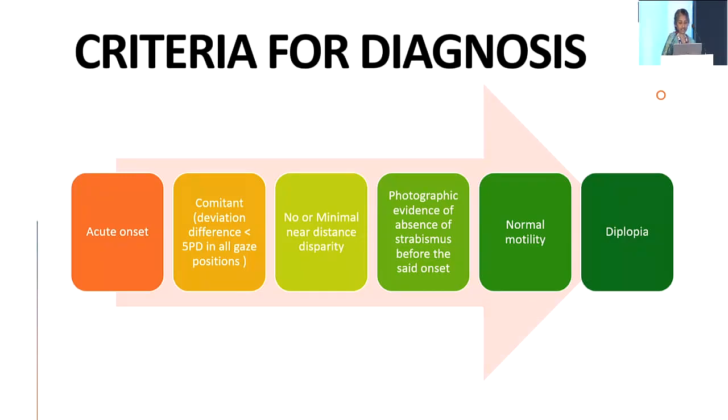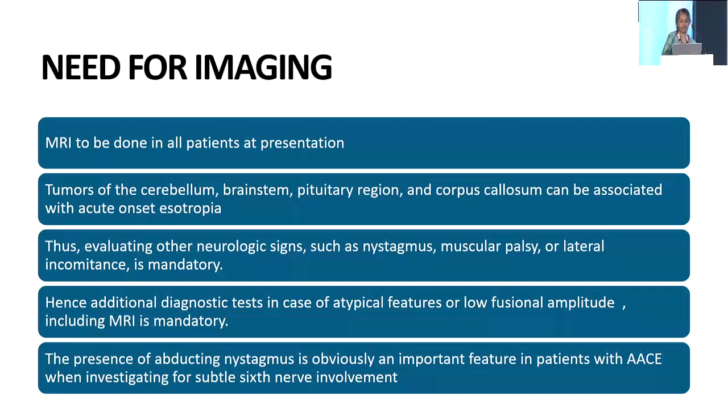So the criteria, as already stated, is acute onset with a comitant deviation. Comitant means there should be no difference in all the gazes, and between near and distance there should be no disparity. You get photographic evidence. Most of the patients have smartphones. You can actually see the period where it has started, and normal motility with diplopia. Imaging is better done in all patients, because rarely it can be associated with intracranial etiologies.